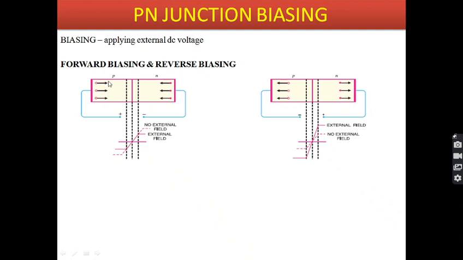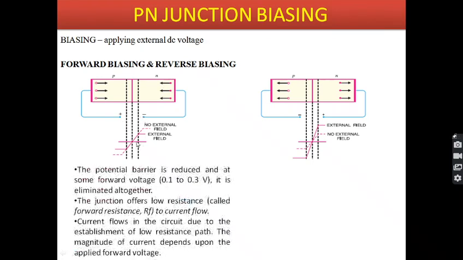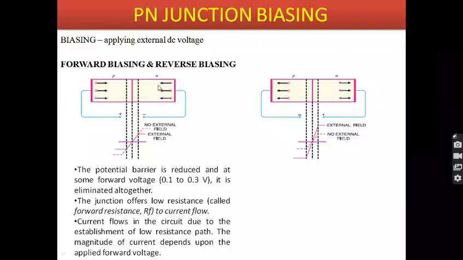In forward biasing, you could see the positive terminal of the battery is connected to the p-type material and the negative terminal of the battery is connected to the n-type material. The holes in the p-type material get repelled towards the junction. Similarly, the electrons in the n-type material also get repelled towards the junction. As long as the applied voltage is less than the barrier potential, there will not be any conduction. But as soon as the applied voltage exceeds the barrier potential, the electrons and the holes will start crossing the junction and the width of the depletion region gets reduced.